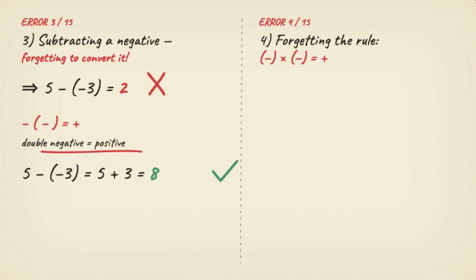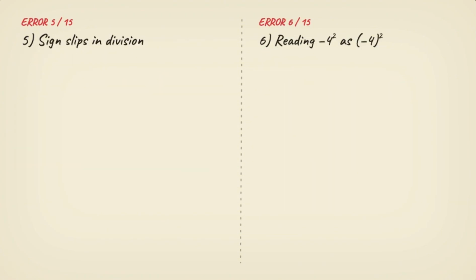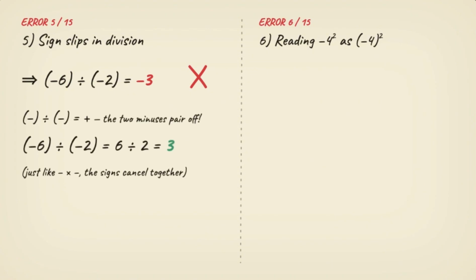Error 4. Forgetting that a negative times a negative is positive. -2 times -3, the two negatives multiply to make a positive, and 2 times 3 is 6, so the answer is +6, not -6. Error 5. Sign slips in division. A negative divided by a negative is positive, so -6 divided by -2 equals 3. The negatives cancel, just like in multiplication.